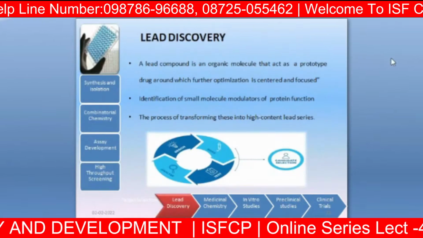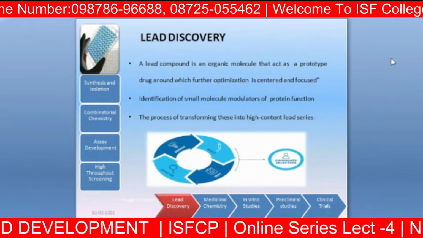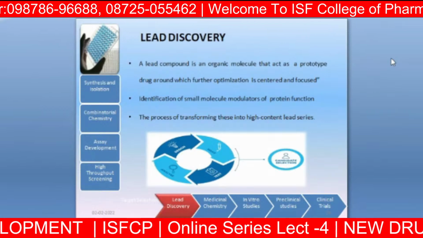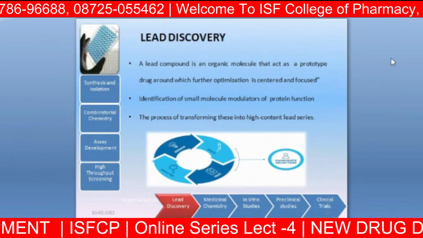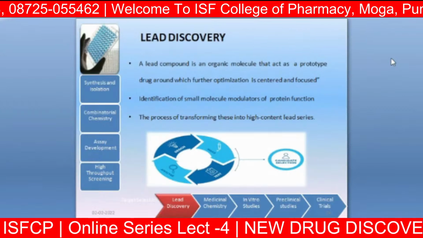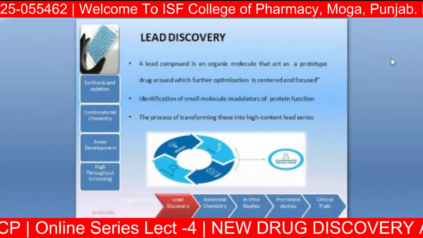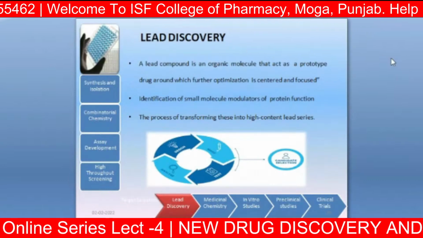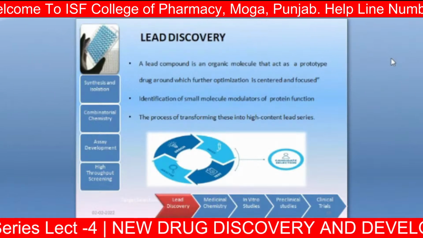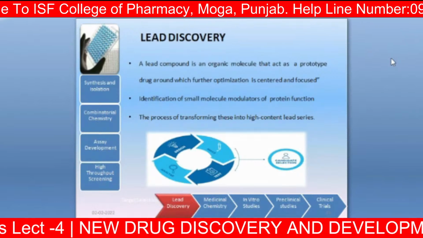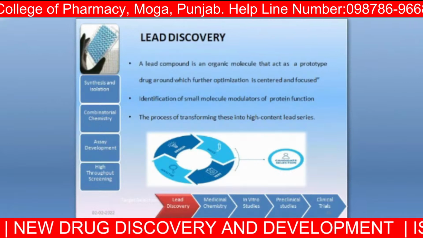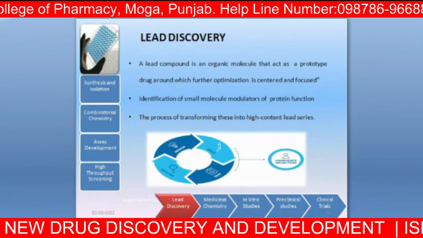Next is lead discovery. A lead compound is an organic molecule that acts as a prototype drug, around which further optimization is centered and focused. As we have discussed, it is a kind of candidate selection. For example, we open a job requirement for one person, but more than 50 persons come for the interview. The same thing is here: we need the person that fulfills all our requirements.